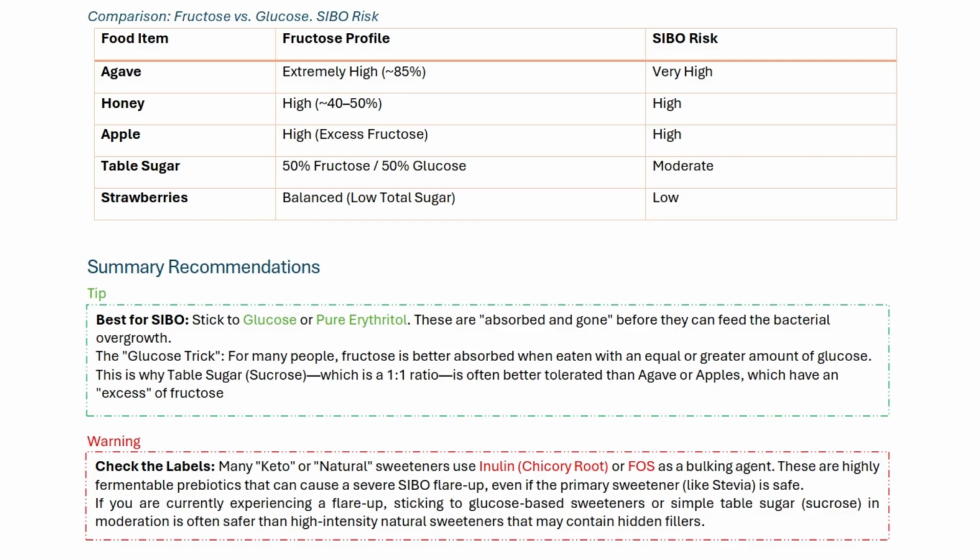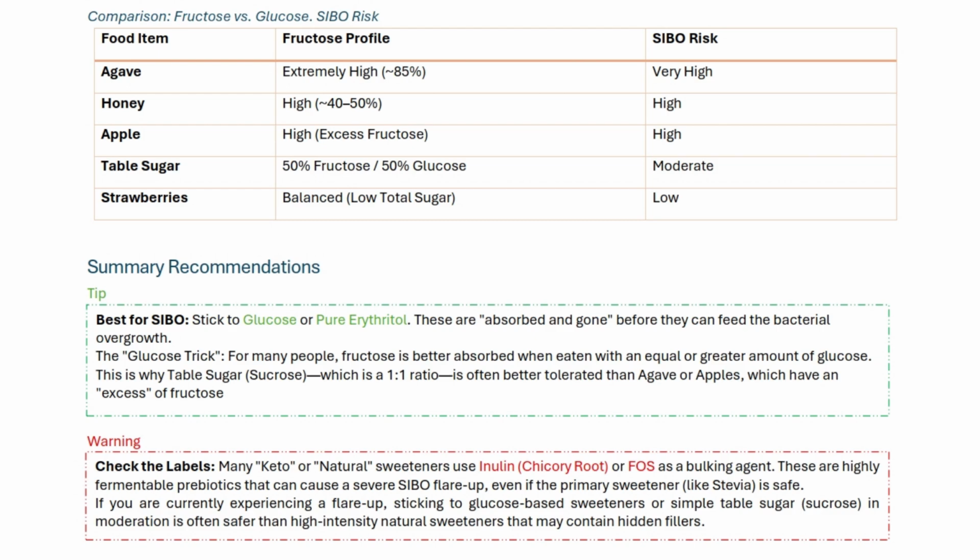For individuals concerned about SIBO, it is advisable to focus on glucose or pure erythritol, as these sweeteners are absorbed quickly and do not contribute to bacterial overgrowth. The glucose trick suggests that consuming fructose alongside an equal or greater amount of glucose can enhance fructose absorption, making table sugar more tolerable than foods with excess fructose, such as agave or apples.